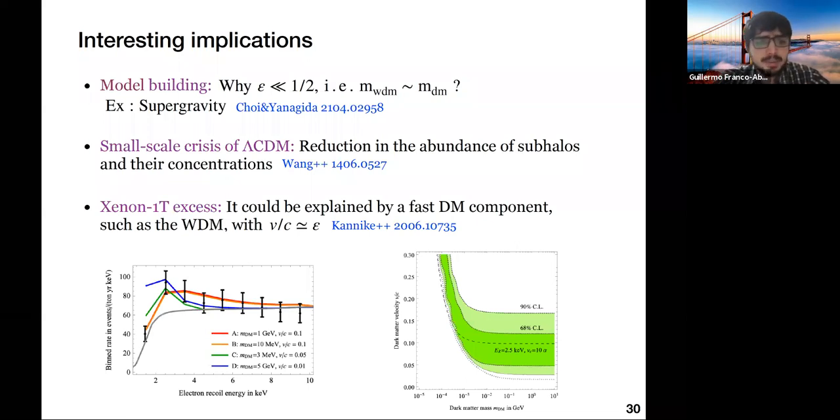And finally, it could also have some implications for the recent XENON1T excess, because it was proposed in this paper that this excess can actually be explained by a fast dark matter component. That is, dark matter having velocities between 5 and 20% the speed of light. So this cannot be the cold dark matter that is assumed in lambda CDM, but it could be the warm dark matter that is produced in the decays, with this epsilon parameter essentially playing the role of the velocity.